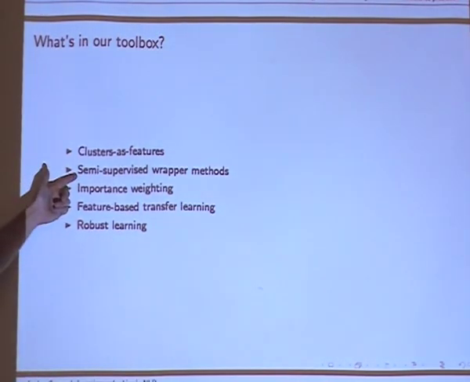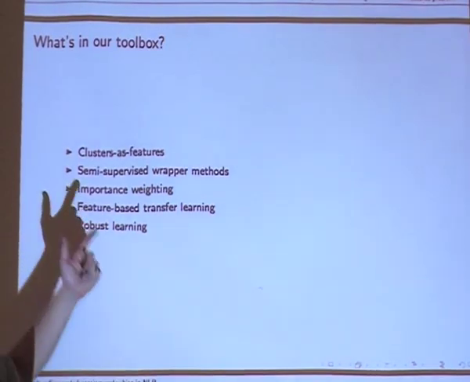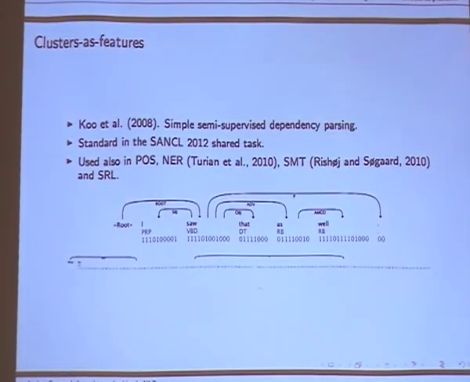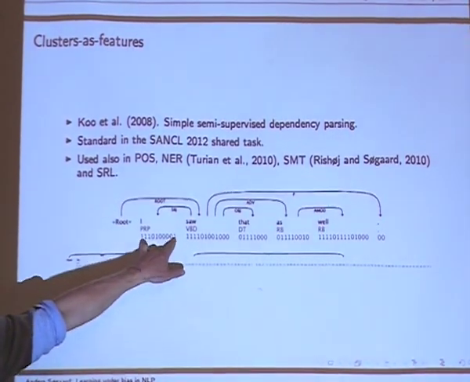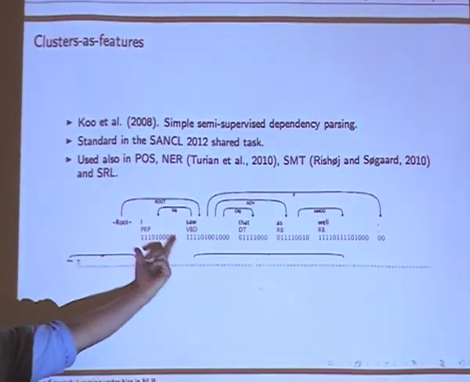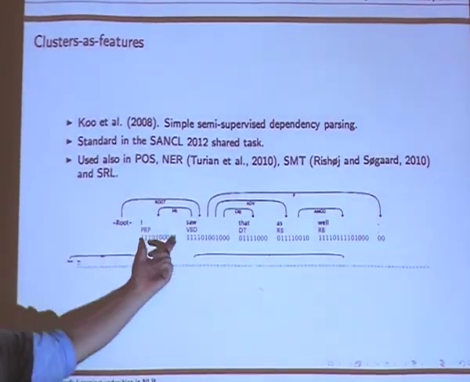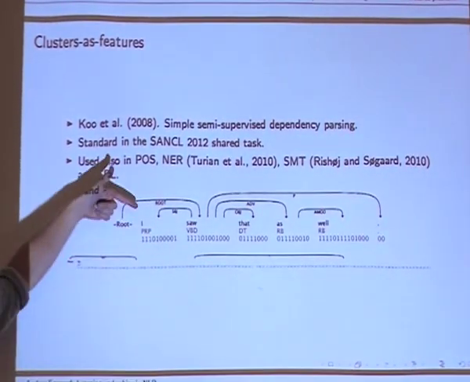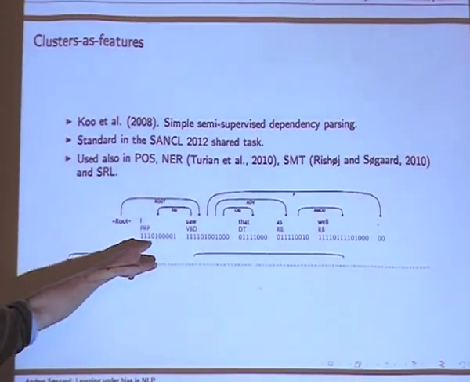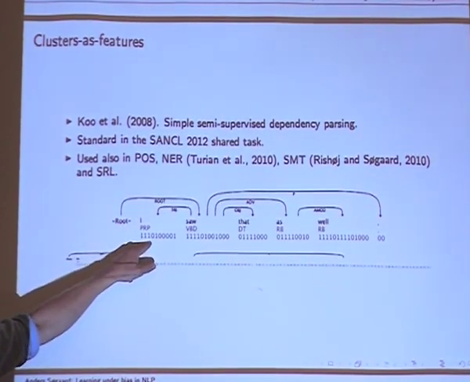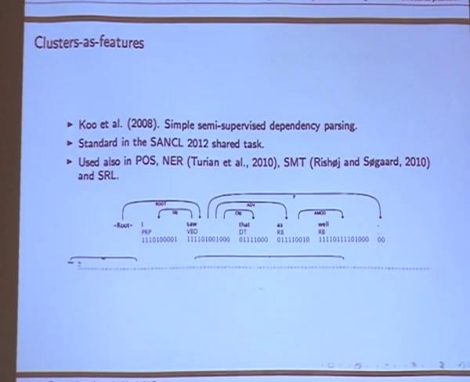We have our semi-supervised wrapper methods, importance weighting, feature-based transfer learning, robust learning. I'm going to try to comment a bit on all of them. So clusters as features dates back to Terry Koo. Maybe there's been earlier work, but I'm not familiar with it. 2008 paper. And what he was doing is taking these Brown clusters, so these bit vectors here are basically just names of clusters. And he would just augment the treebank with these clusters, so we had not just words and parts of speech, but also these distributional clusters. And he would actually use them at different granularities, because in hierarchical clustering you get this hierarchy of clusters, so you can cut it at different levels.